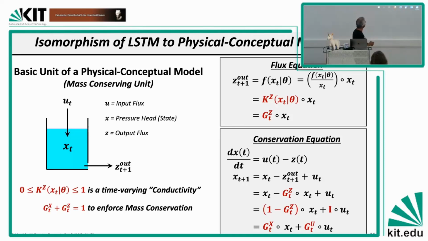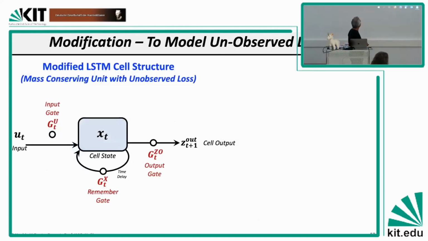I've added one more constraint, which is not in the LSTM, is that I need to conserve mass if this is mass, or energy if it's energy. And so I put this one additional constraint in, okay? So here's my modified LSTM node, okay, which is now modified to conserve mass or energy.